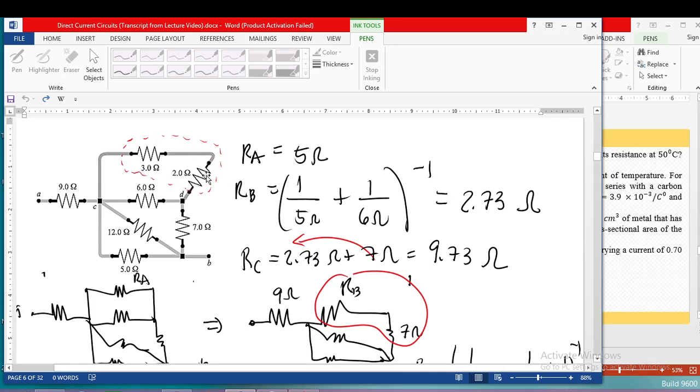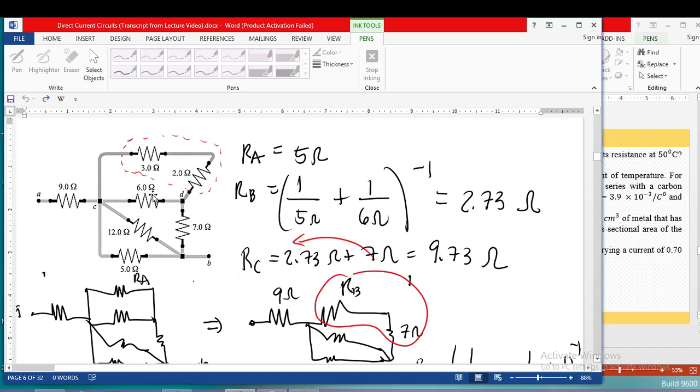So I can call the equivalent resistance as RA, which is equal to 5 ohms. And then this RA is in parallel with the 6 ohms. As you can see, they are separated by a junction. So sila, they are in parallel. So you can see nga nagkuha kong inverse. So we have 1 over 5 ohms plus 1 over 6 ohms raised to negative 1 is actually equal to 2.73 ohms. So meaning, na kani siyang circuit is na-reduce siya into 2.73 ohms.